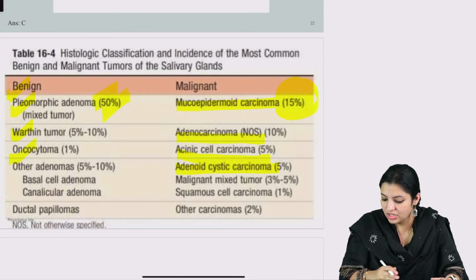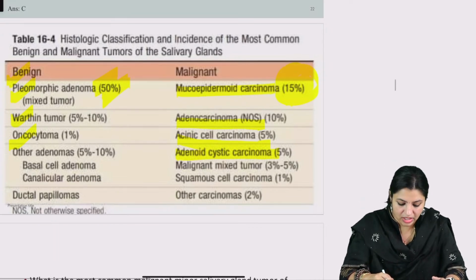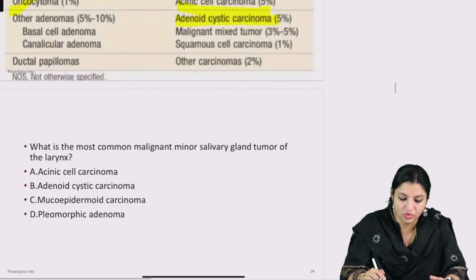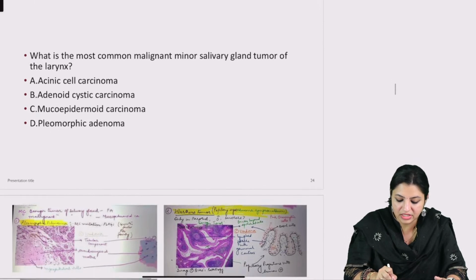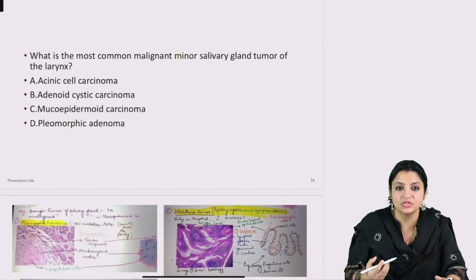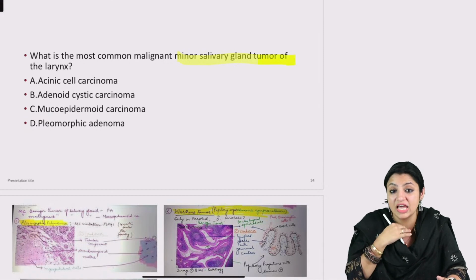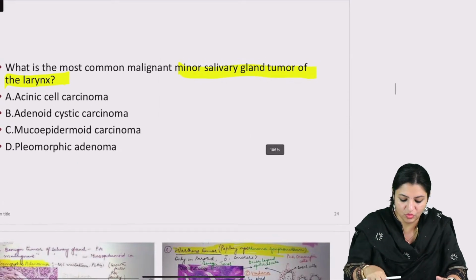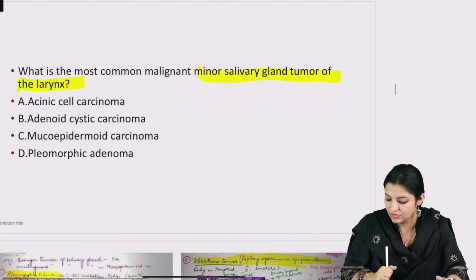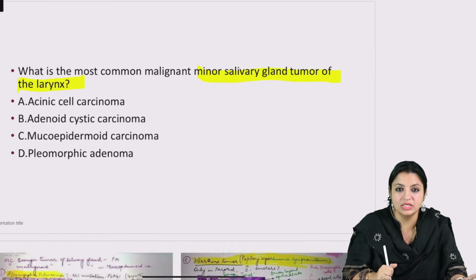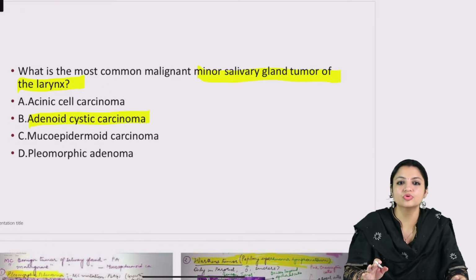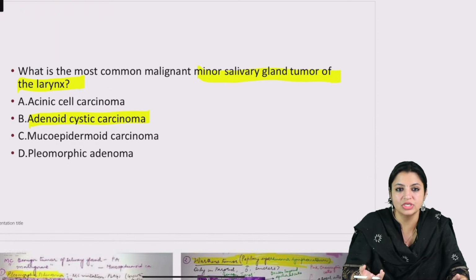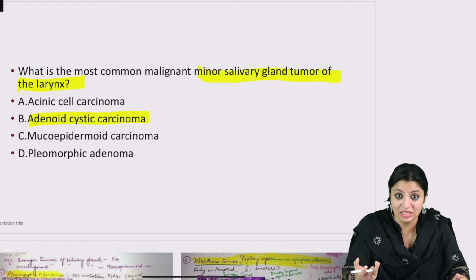Very good, Arvind, Faisal, Jayashankar, Priyanka, Chris, Nagesh, full points. Okay, now once you're clear with this, let's see more. Now let's come to a tricky question. Which of the following is the most common malignant minor salivary gland tumor of the larynx? So remember this, in the larynx, usually adenoid cystic carcinoma is the most common. Okay, so most common minor salivary gland tumor is usually adenoid cystic, especially in the larynx.